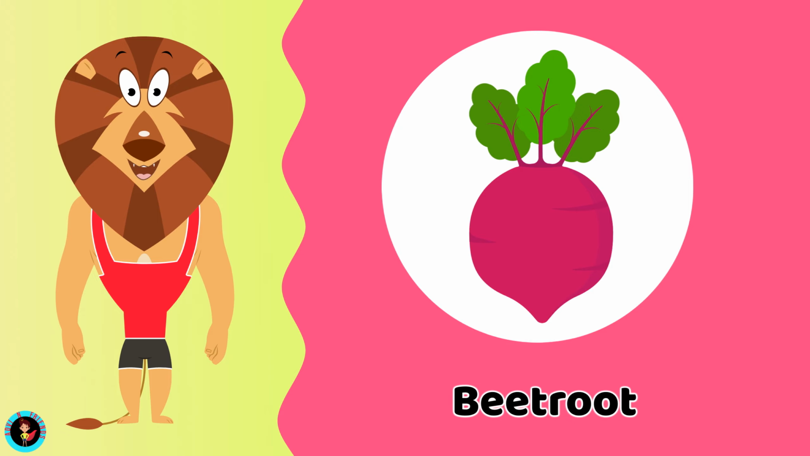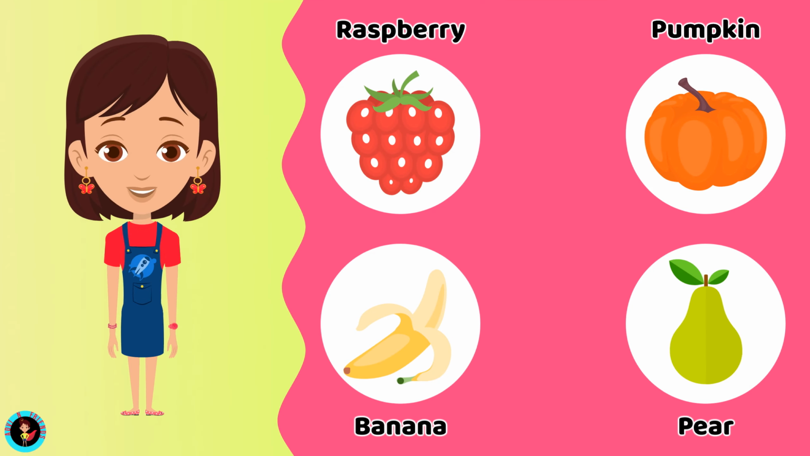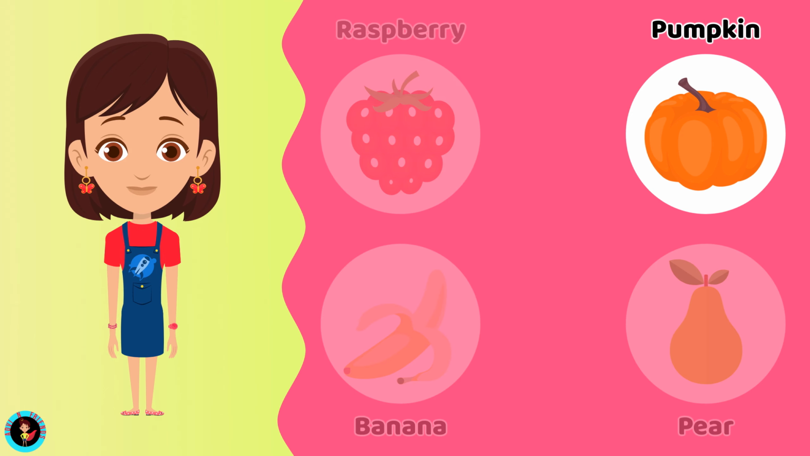Beetroot is a vegetable. Which among these is a vegetable? Raspberry, pumpkin, banana, pear. The right answer is pumpkin.